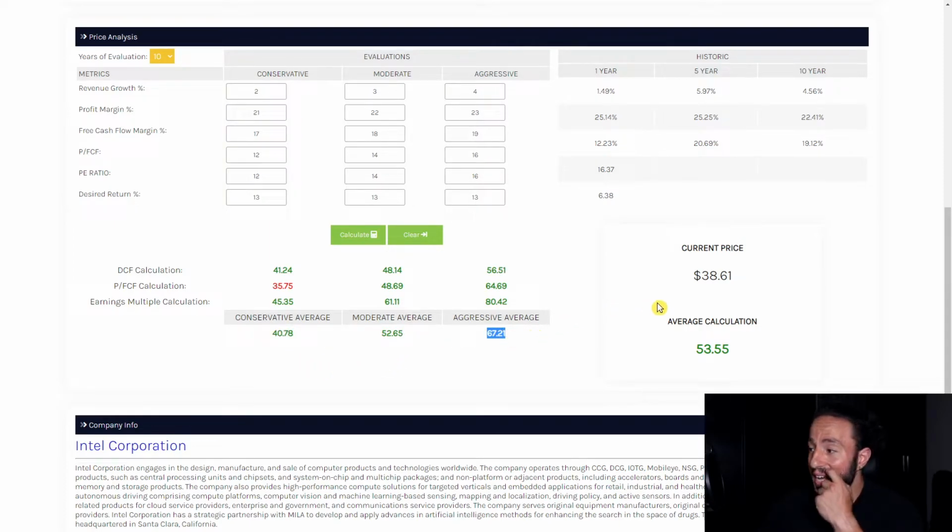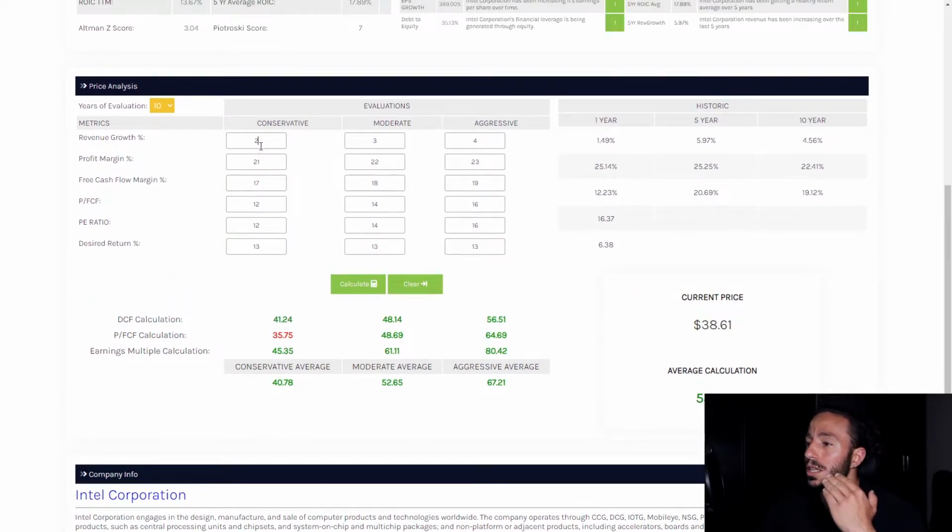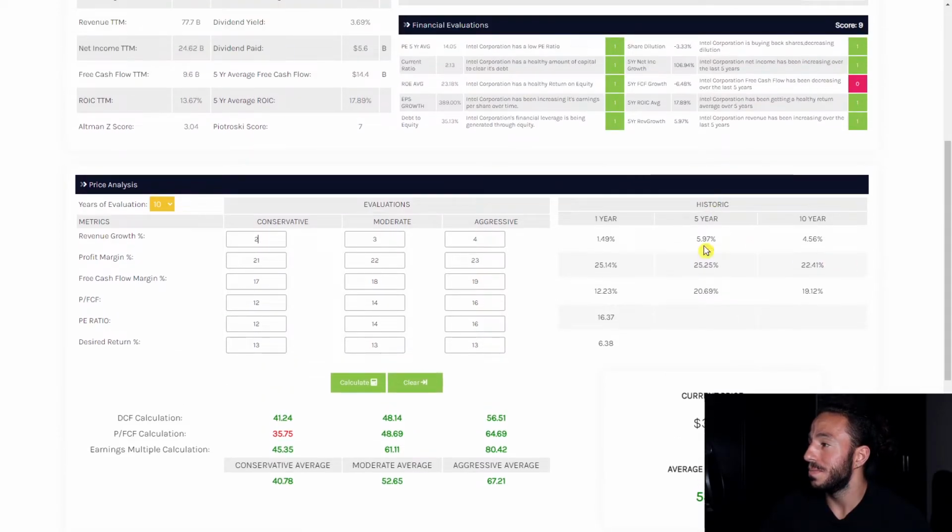67.21 on the high end. Currently sitting at 38.61. Oh my God, I can't speak today at all. And look at these revenue growth numbers. 2% revenue growth over the next 10 years. I think they can easily do at least 4 or 5.